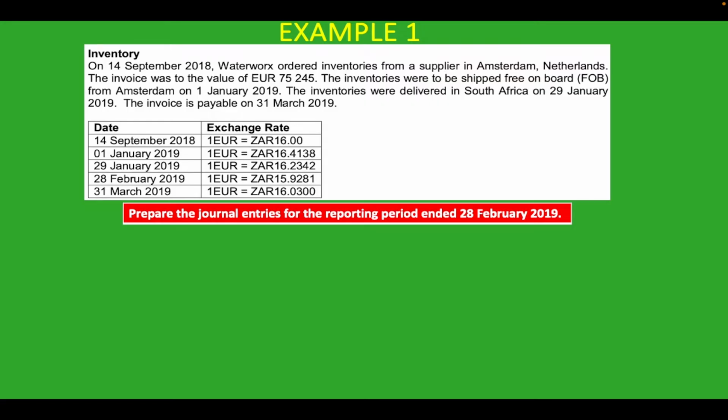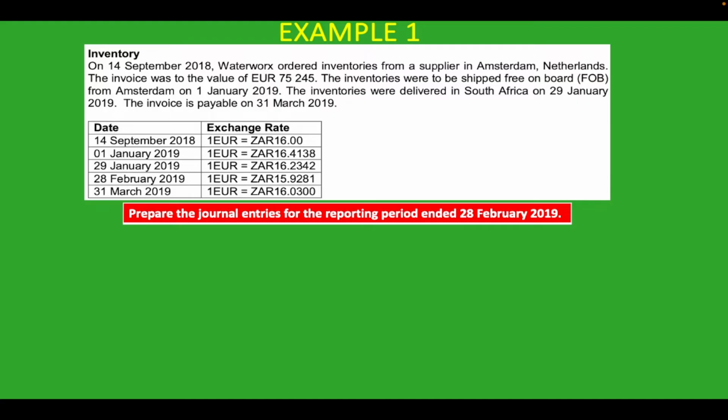On the 14th of September, do we have to do a journal entry for that date? Did a transaction take place? Well, we are told here, Waterworx ordered inventories from a supplier in Amsterdam, Netherlands. The invoice was to the value of 75,245 euros. And then we're told that the inventory was shipped on the 1st of January. Okay, so what does that mean?